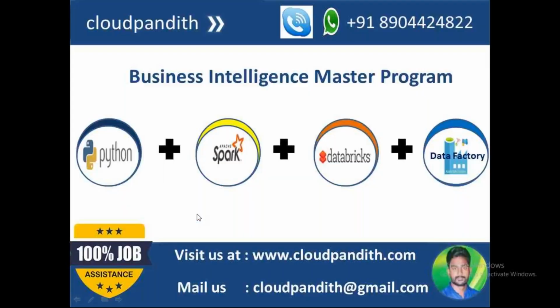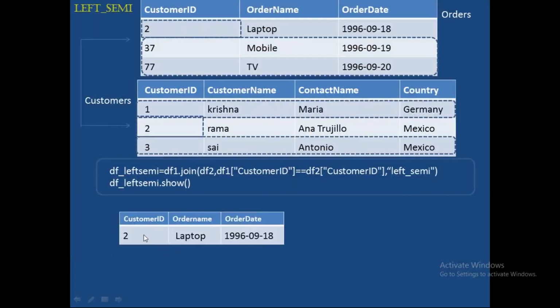You will get only the second record in the result. You understood? Only the left columns you will get, left table columns only I'm getting, plus the common records. 2 is the matching record, right? So the matching record, 2 laptop 1996, is displayed only from the left side. Right table columns will not be displayed. That is what left semi means.